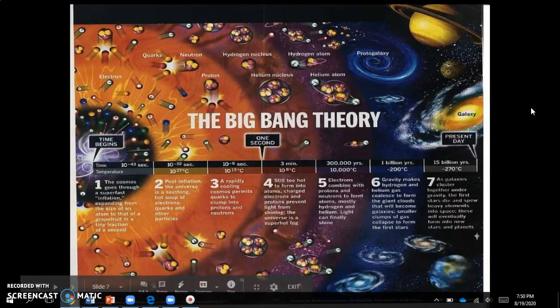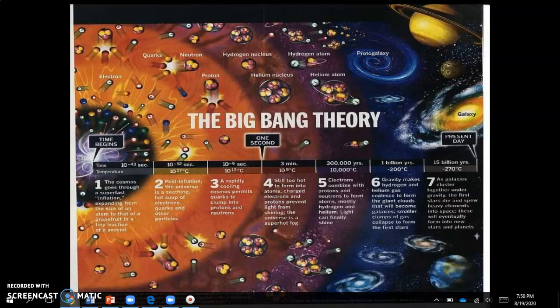So here's just a depiction of the Big Bang Theory. There's a lot of technical terms in here that you do not have to know. So it does talk about protons, neutrons, atoms. I just need you guys to have kind of a general understanding of the timeline, so how long it took, and just in general what was happening at each point.